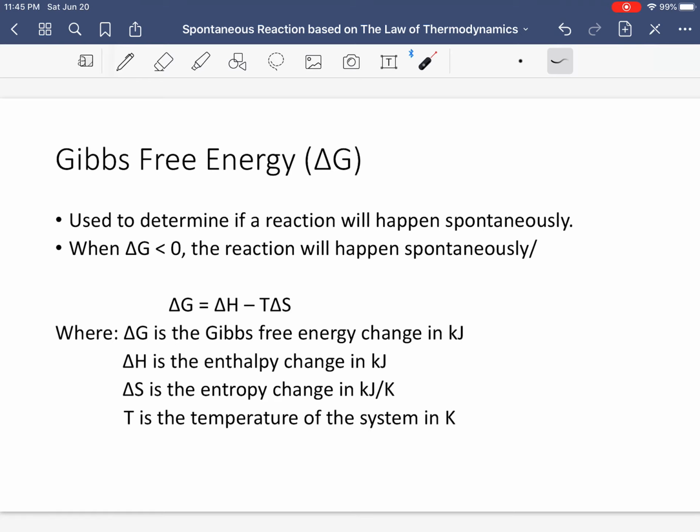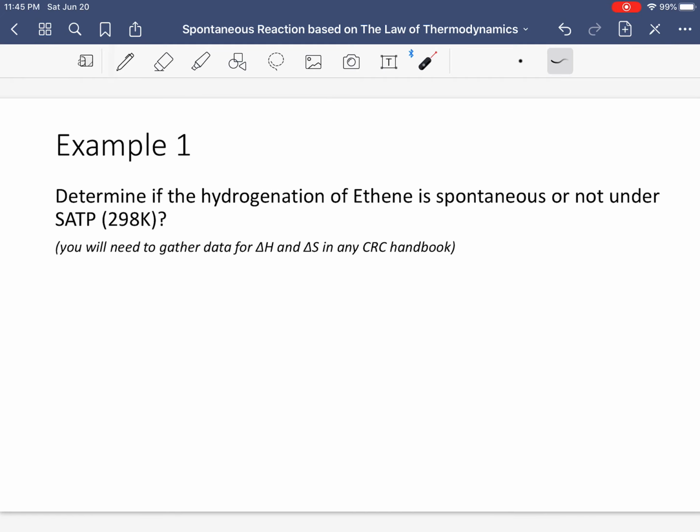Now, temperature right here is measured in Kelvin. So if it's not, make it Kelvin, because you cannot have a negative temperature or else this whole equation will be garbage. The whole idea of Kelvin is to eliminate negative temperature. That's why we can't use Celsius, and we don't want to use Fahrenheit. We want to use Kelvin. So let's do this question.